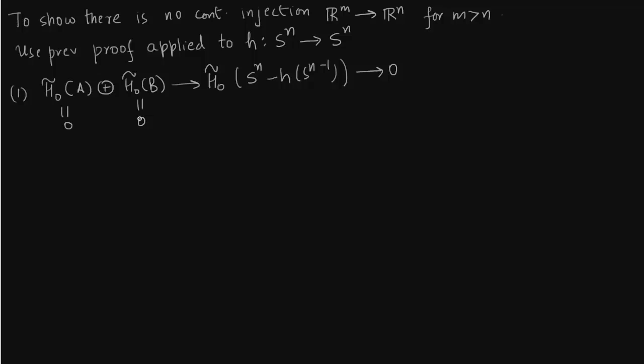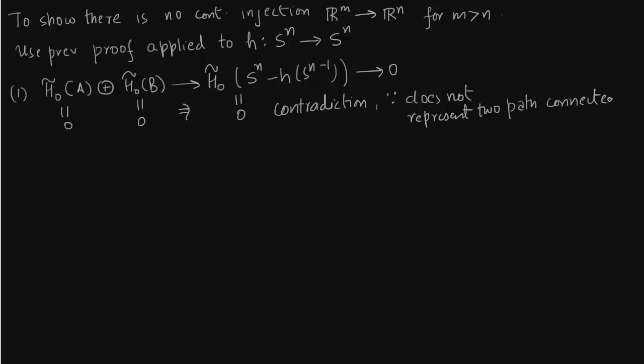A and B were the upper and lower hemispheres, which retract to a point, so their homology is 0. Now this would imply that this part is also 0. Obviously that is not true, because this would contradict the Jordan curve theorem. So how do we resolve this contradiction? We want it to be Z. The reduced homology is Z, which means the homology H0 will be Z plus Z, each representing one path component.